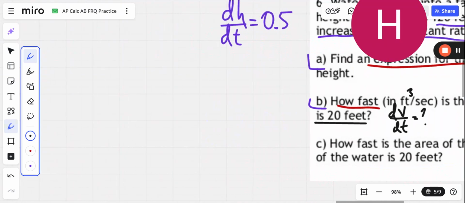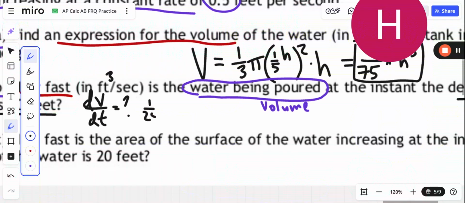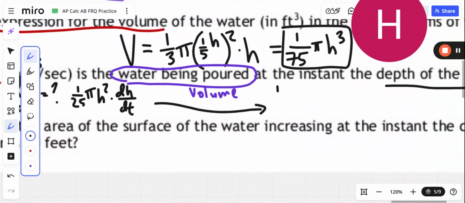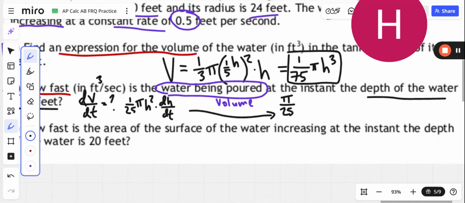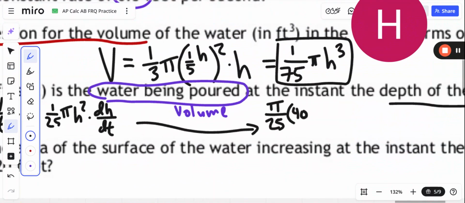All right, so let's take a derivative of this new volume equation. I guess I should take it from here in part A. If I multiply by 3, that's going to give me 1/25 pi times h squared times dh/dt. And if I just plug some values in, that's going to give me pi over 25. The height or the depth of the water at that time is 20. So we're going to have 20 squared, which is 400. And then we're also going to multiply it by dh/dt, which it said was 0.5 or 1/2.